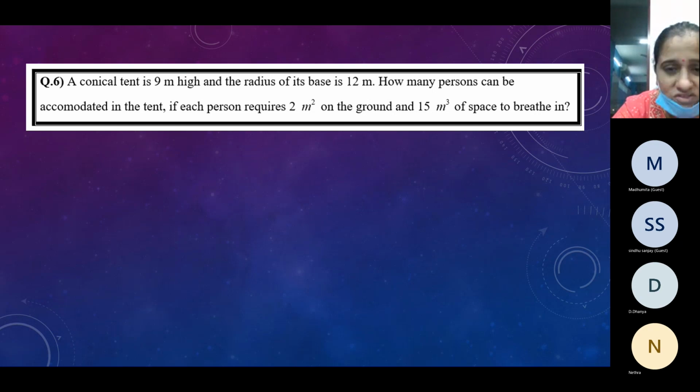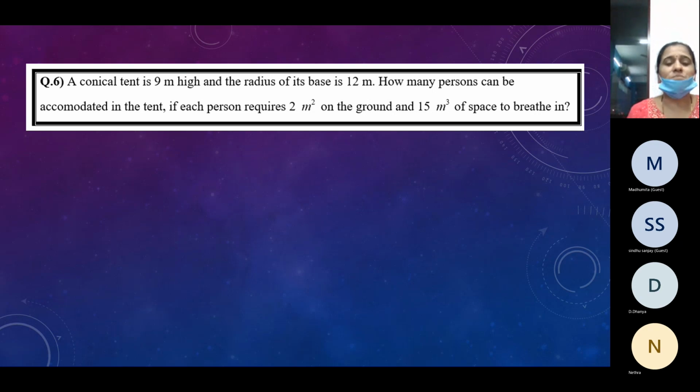Then what is the question? Some people have to be accommodated in the tent. You don't know how many people can come, so we'll have to calculate that. Now, what are the criteria given? If one person gets into the tent, he will take up an area of 2 meters square on the ground. And when he stands, he also occupies some space in the tent, and that space is 15 meter cubed.